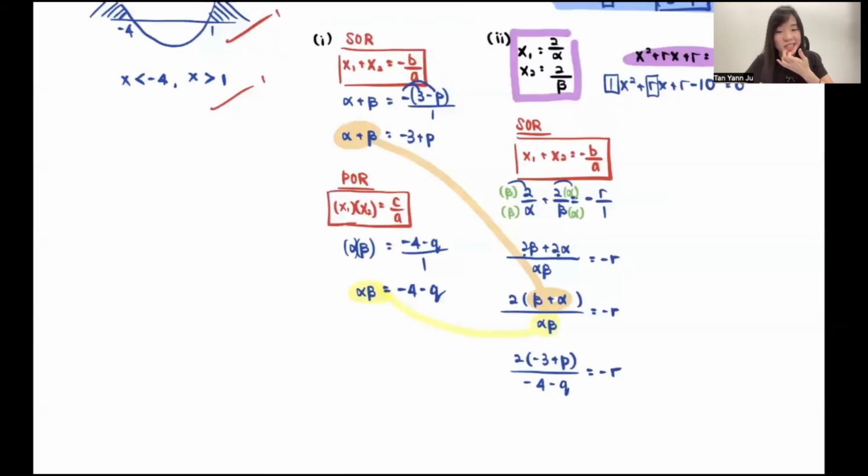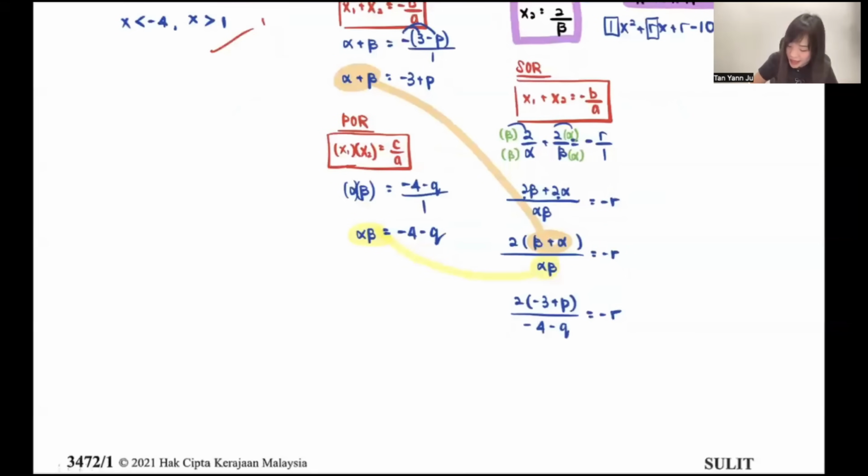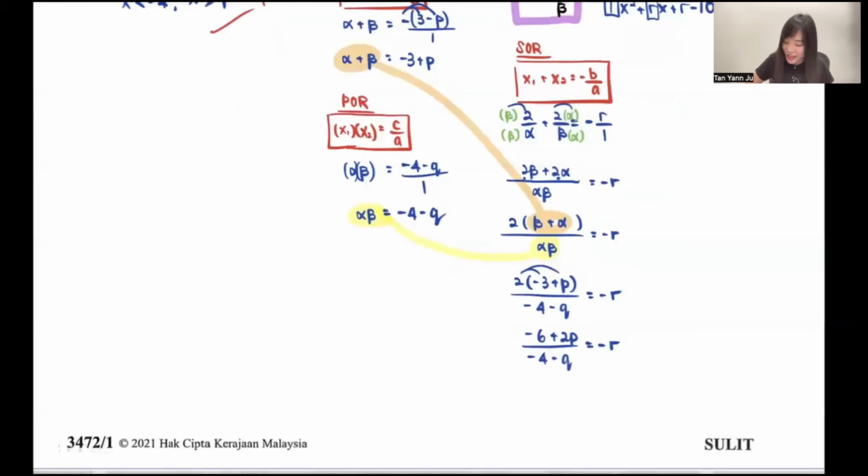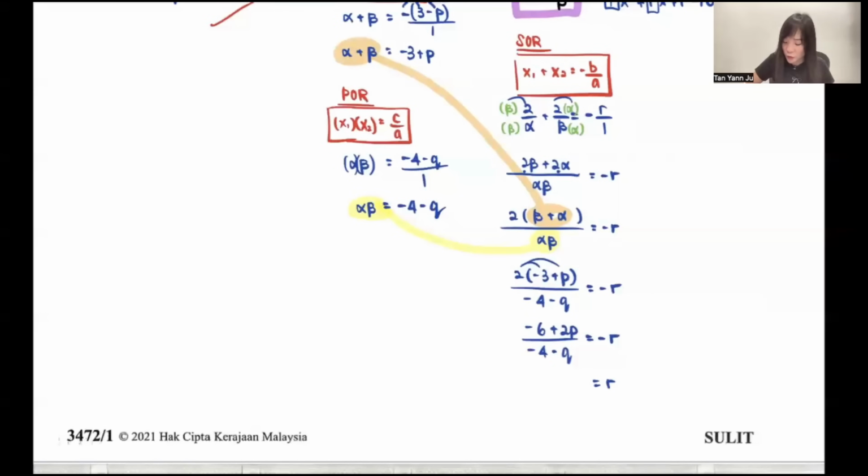Can you all see that, right, my dear? Then from here, I open bracket. So this one I times in negative 6 plus 2p over negative 4 minus q equals to negative r. I don't really think I want a negative r. So guys, I will try to move the negative away.